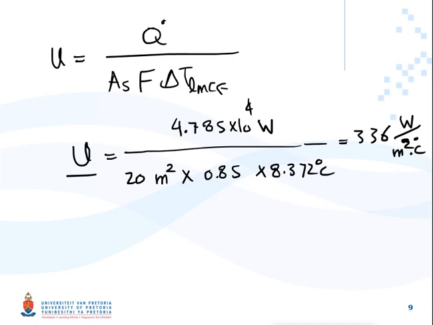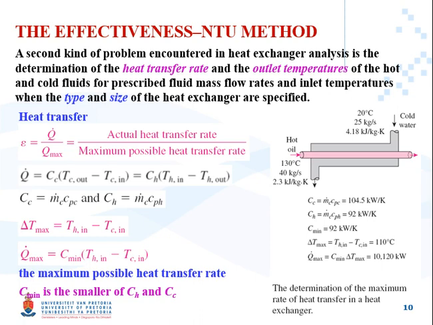Now we are going to talk about effectiveness, or epsilon-NTU. I told you in our last lecture that when the fluid inlet temperatures are known and the outlet temperatures are specified or can be determined from the energy balance, we can easily use the log mean temperature difference, exactly like the previous example that we solved together.